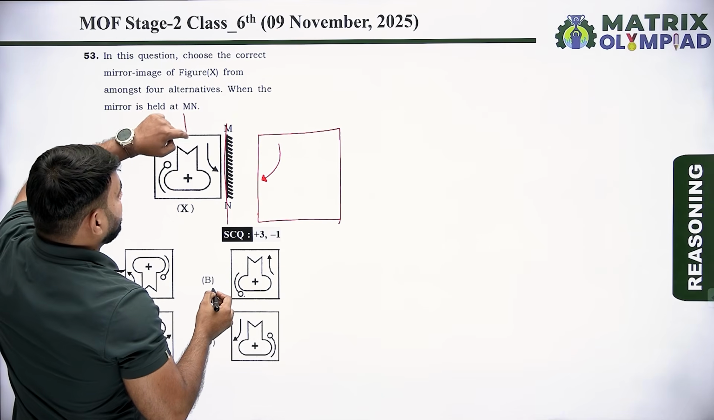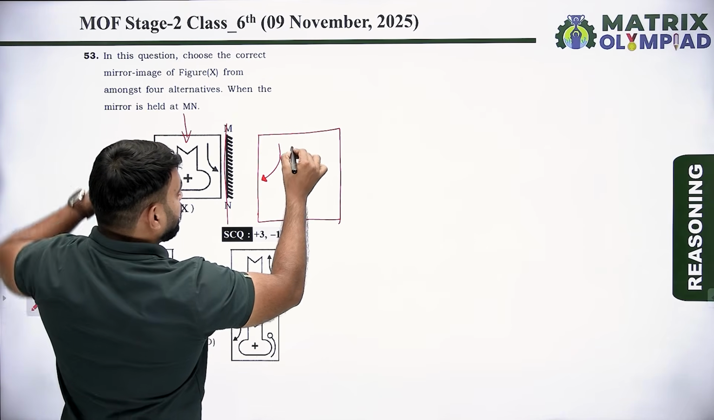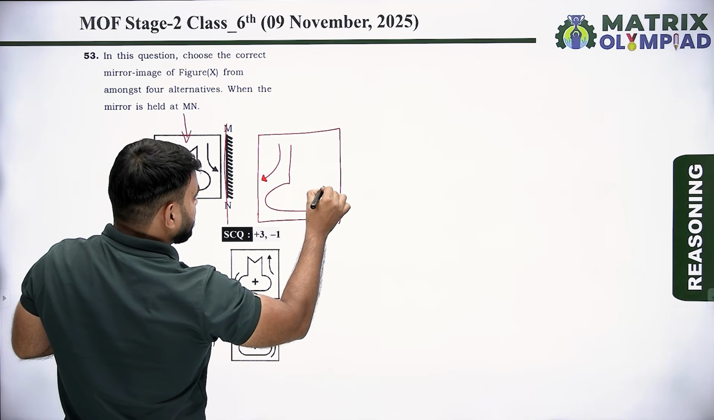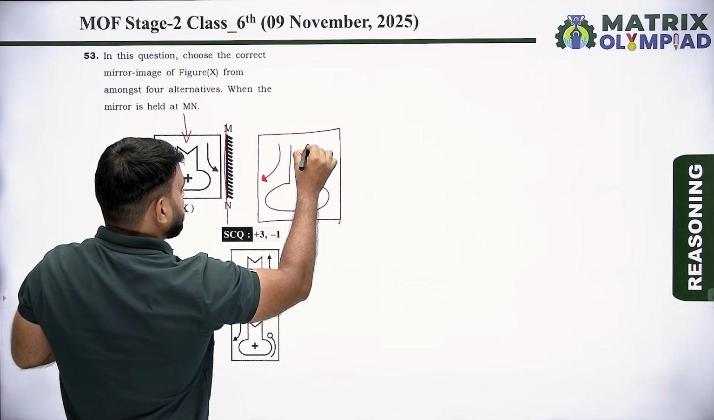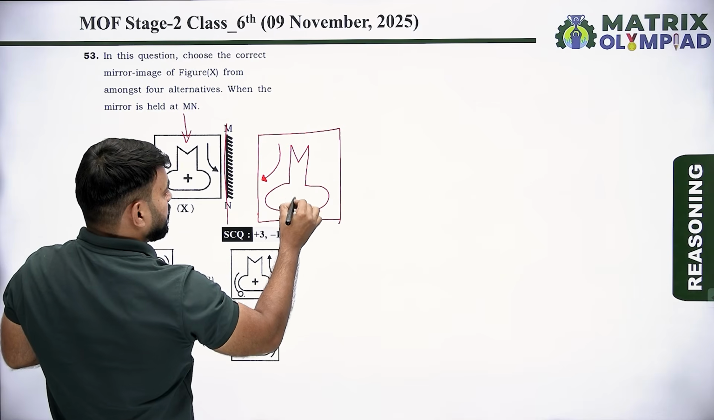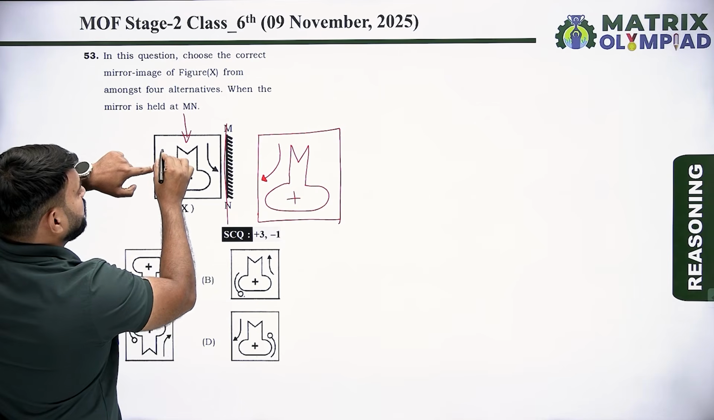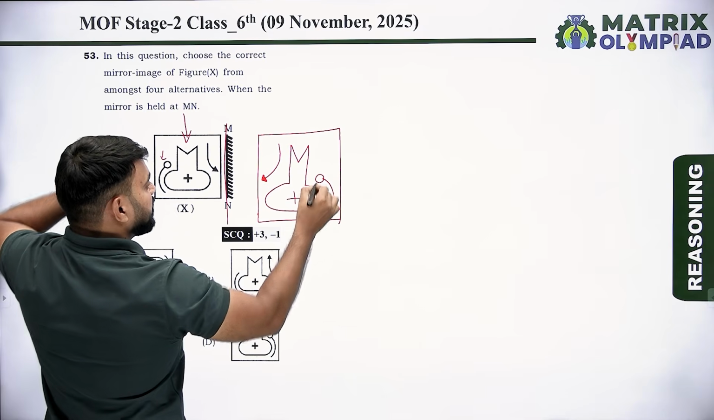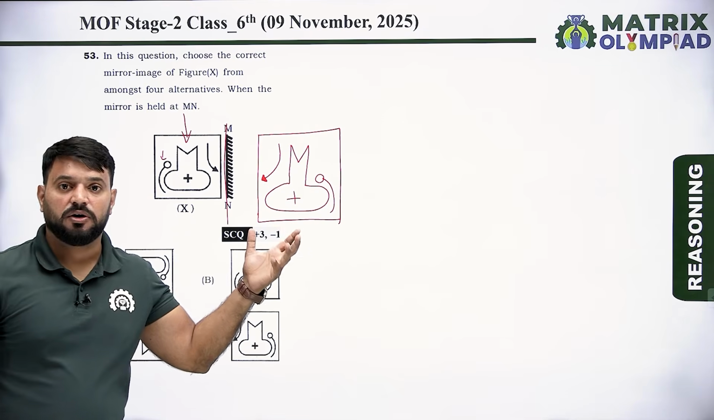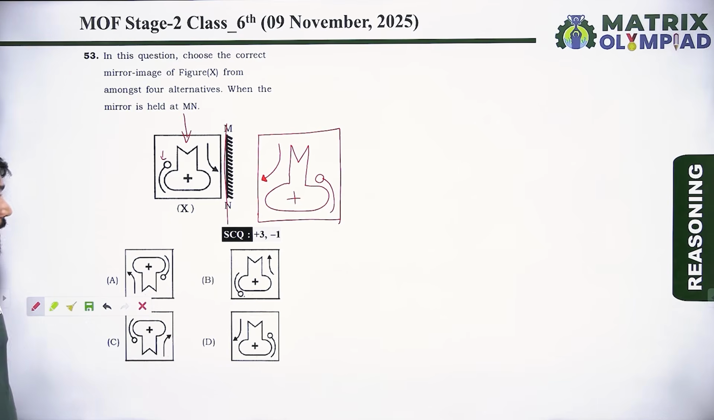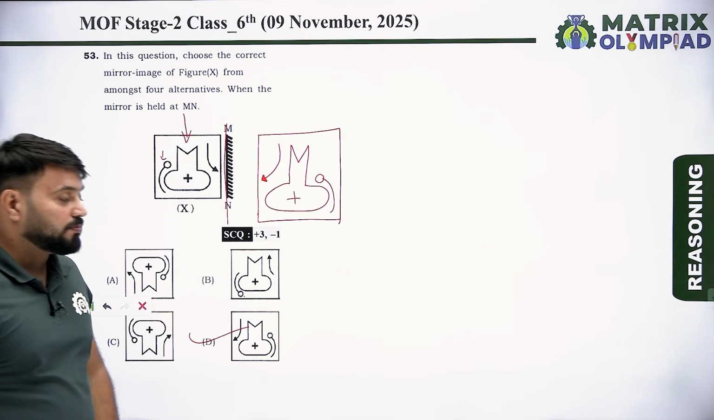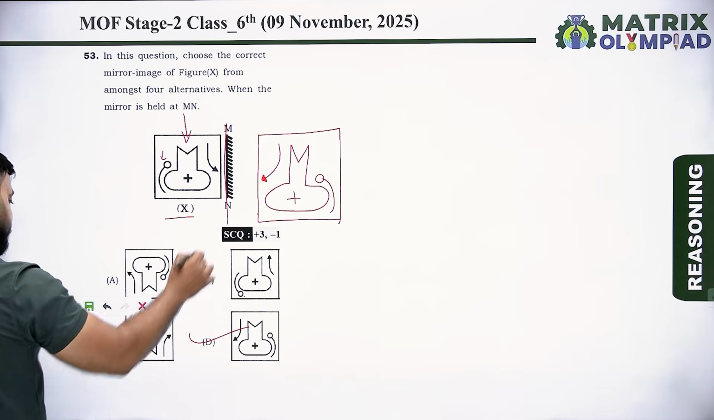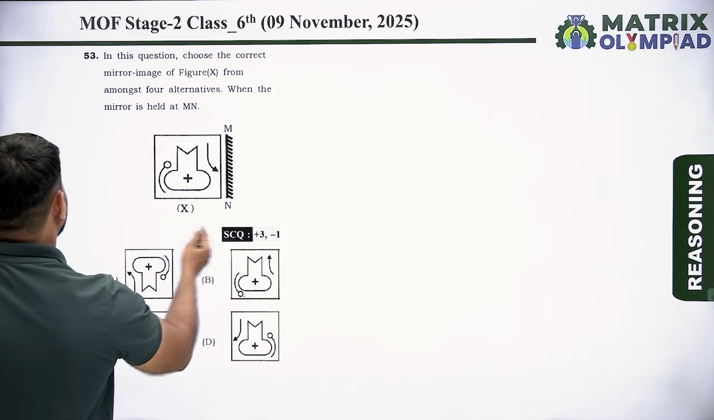And find the mirror image of this part. So mirror image of this part will look something like this. Now find the mirror image of this part. So mirror image of this part will look something like this. So this is the correct mirror image. So here option D, because option D shows the correct mirror image of given figure X. So option D is the correct answer of this question. Let's move on to the next question.